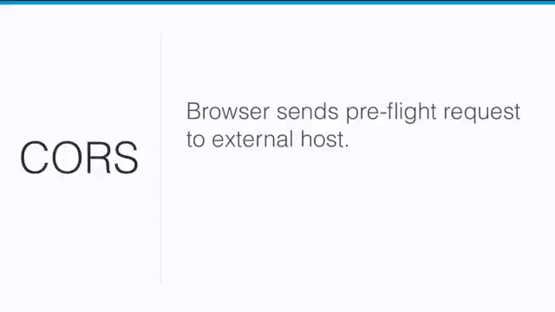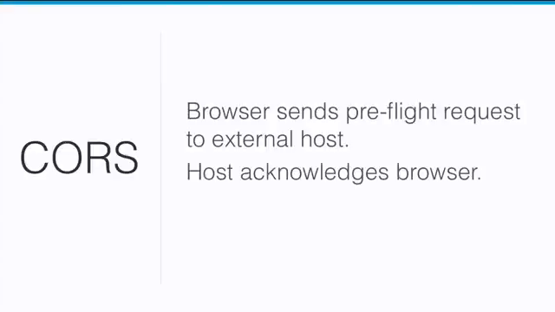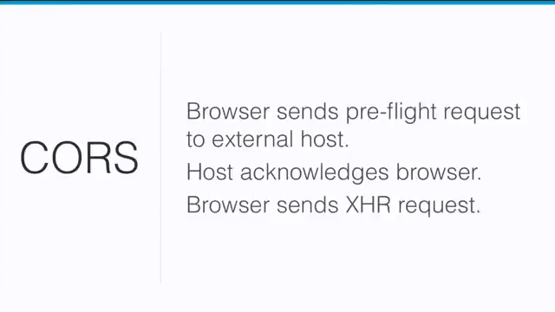CORS is effectively this thing where your browser says, am I allowed to actually send a request across a domain? Typically your browser will not let you send a request across a domain, but CORS enables you to opt into that behavior from the host's end. So what happens is your browser sends a pre-flight request to the external host and asks the question, am I allowed to operate on this domain? And the server is supposed to come back and say, yes, you may, or it might say, no, you can't. In that case, you get stopped. But if it says, yes, you may, that's when the browser sends the XHR request.